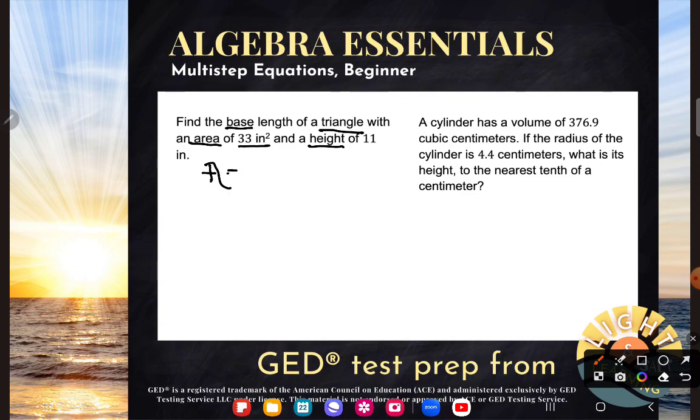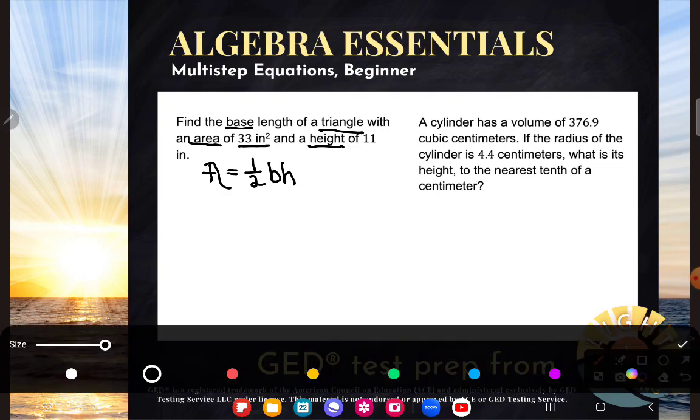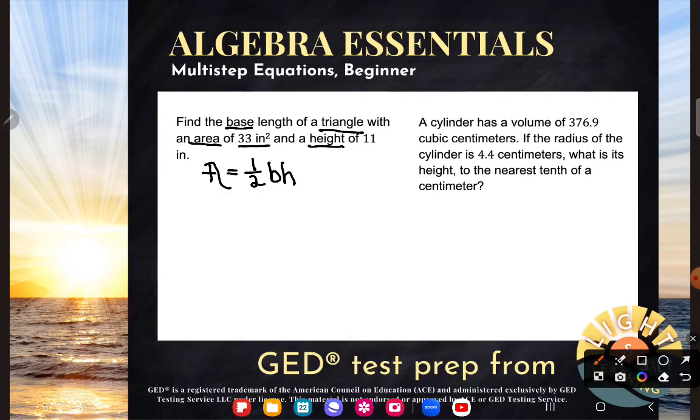A is equal to 1/2 of the base times the height. And now let's plug in what we know. Remember, as you're substituting in what you know, trade out the measurement for the appropriate number. A lot of students just want to always plug in on the right. Don't do that. Think about it. Let's start with this. The problem says find the base length. That means B is the thing I don't know. B is the thing I'll end up solving for.